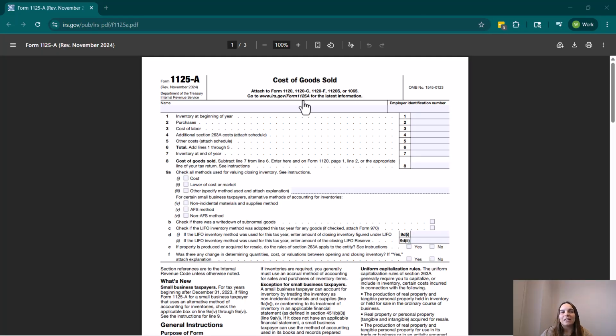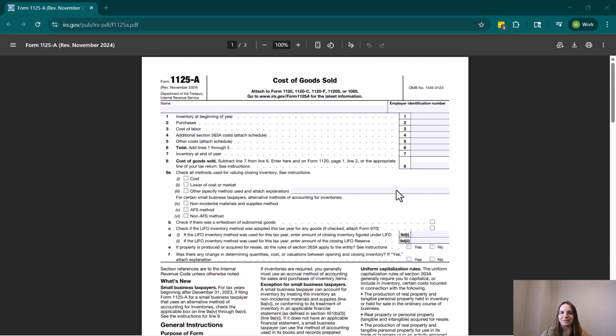And you'll notice that it says it's 3 pages long, but these are all directions, okay? So really what we're filling out is just this top little part right here. Now you're going to put the business name right here and the EIN. If you're filing in a software, it's going to include that for you, right? So then we're going to go through and look at the beginning of the year inventory. So what amount of inventory did you go into at the beginning of the year?